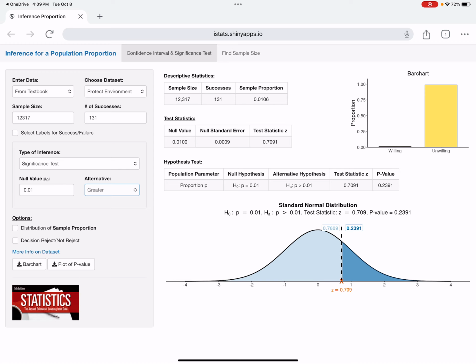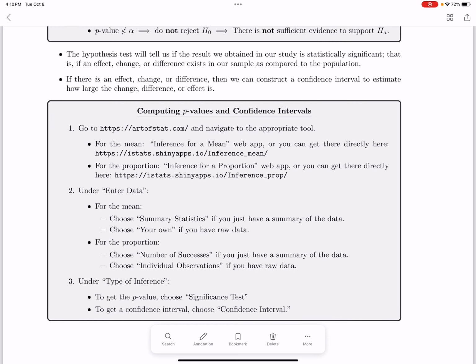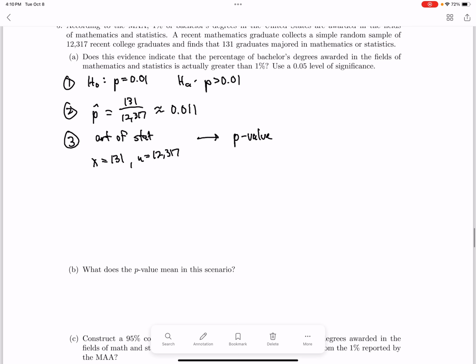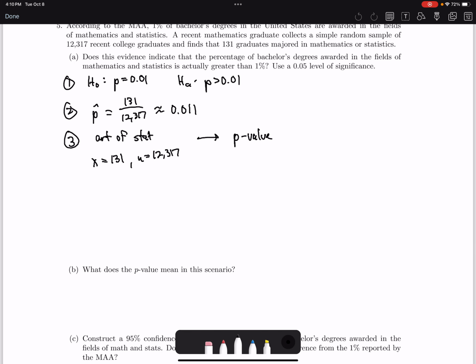Okay, well, so I was wrong. Our sample size is large, but this is just not enough of a difference. Yeah, this is just not a large enough difference. So we get 0.2391 for our p-value.